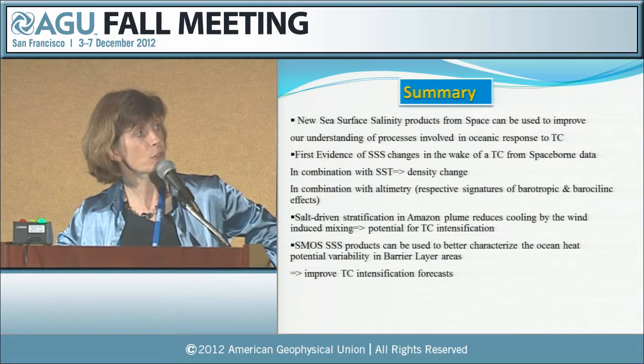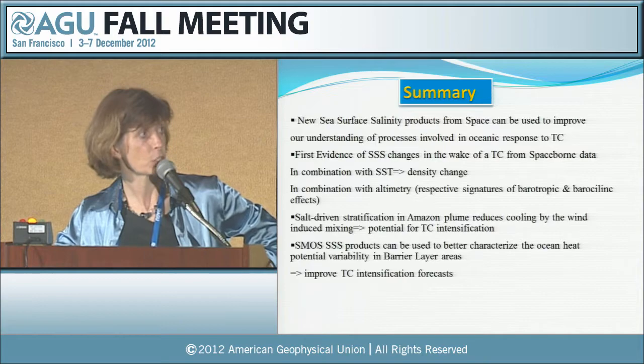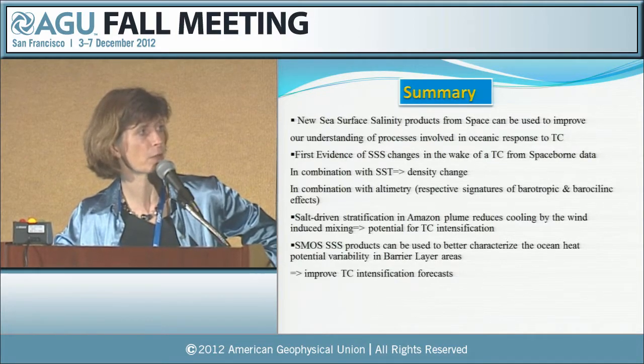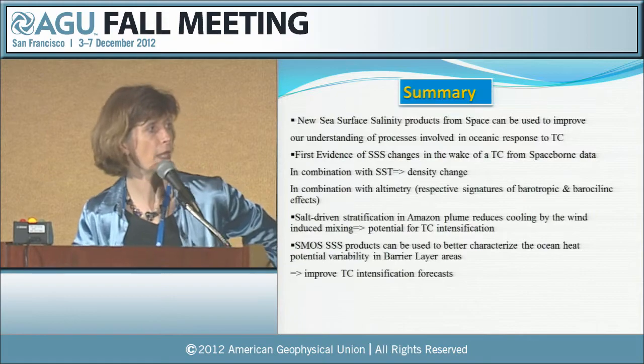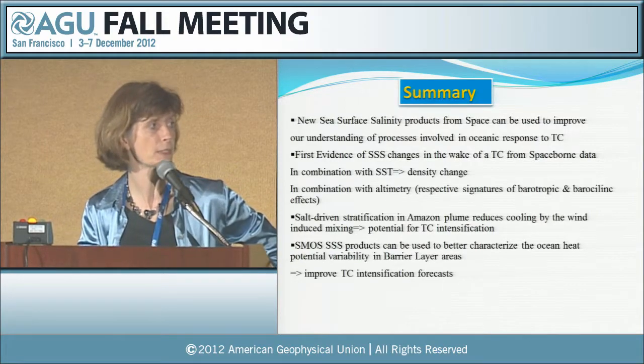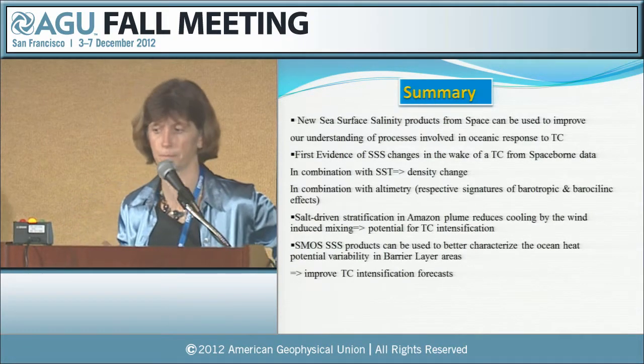The salt-driven stratification in the Amazon plume appears to be the process that reduces the cooling by the wind-induced mixing, and this creates a potential for tropical cyclone intensification. And next, they show that the SMOS salinity, but also the Aquarius salinity, can be used to better characterize the ocean potential variability in barrier layer areas, and this can help improve tropical cyclone intensification forecasts.